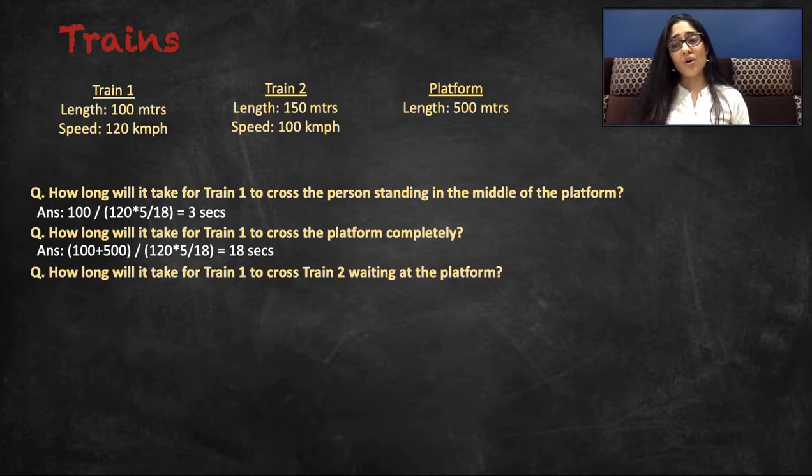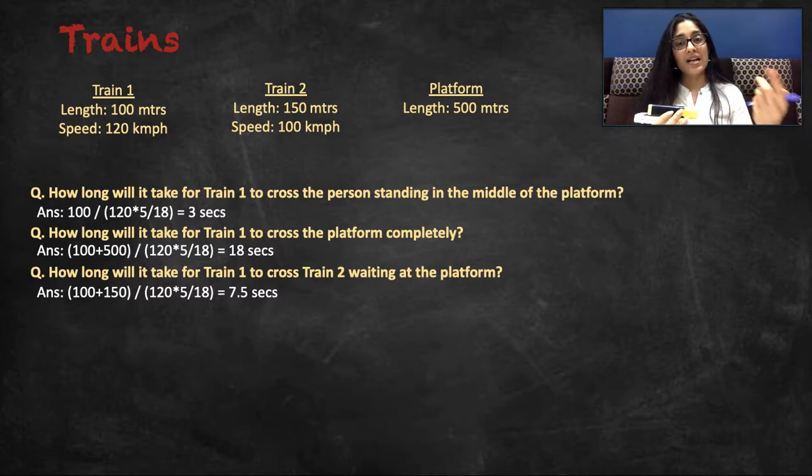Next, how long will it take for train 1 to cross train 2, which is waiting at the platform? So let's say there is a train 2 which is waiting at the platform. Now my question is, how long will train 1 take to cross train 2? Similar to the previous question, total distance will be length of train 1 plus length of train 2, and speed will be speed of train 1 because that is the one in motion. That gives you 7.5 seconds.